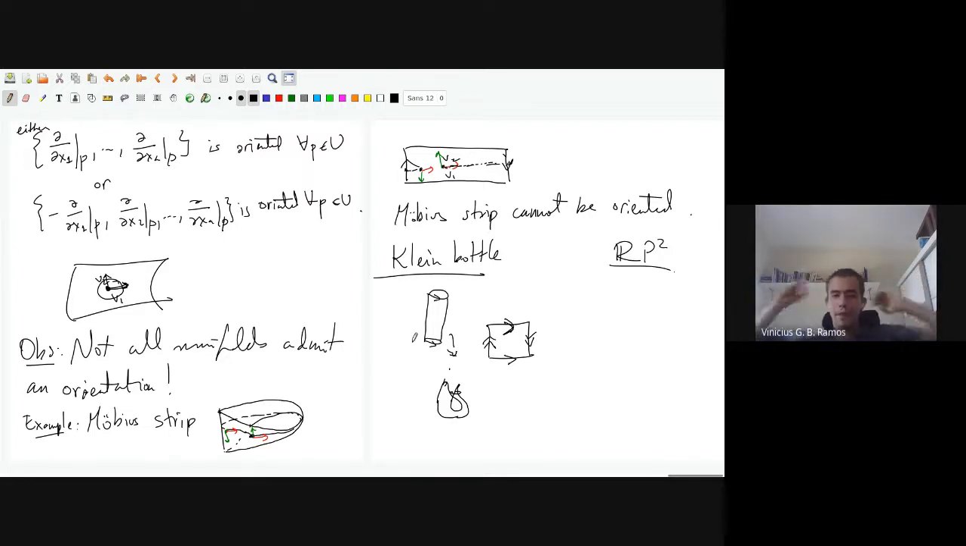Okay, if you just cut it like here, then you can see, you just glue two Möbius bands together, and you get a Klein bottle.